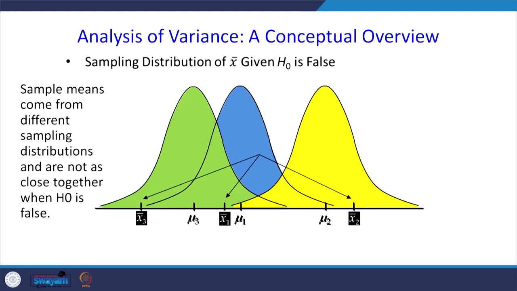Here is the sampling distribution of x bar given H naught is false. What is H naught here? H naught equal to mu1 equal to mu2 equal to mu3. If it is false, what will happen? It will not be from the same population, it will be from different populations. So the sample means come from different sampling distributions and are not as close together when H naught is false.